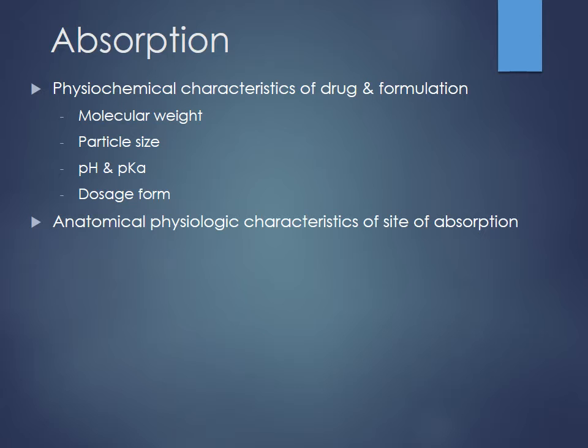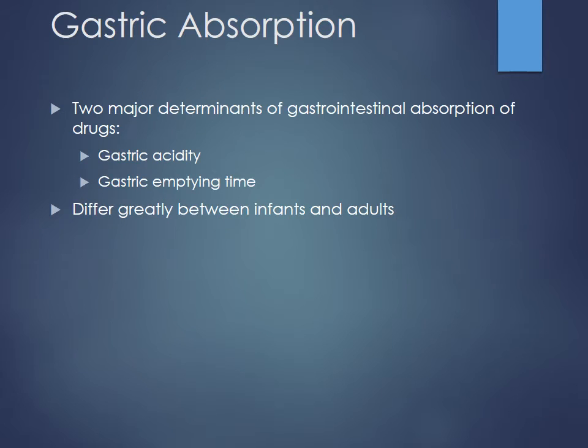And then looking at the sites for absorption and the physiologic changes, which we'll talk about now. First off, we'll look at gastric absorption for these peds patients. The main determinants for gastrointestinal absorption are going to be gastric acidity and also the gastric emptying time. This is going to differ pretty greatly between infants all the way up to adults. If you had to imagine, especially in a newborn, so a kid in the first week of life, how do you feel like their gastric acidity would compare to an adult? The pH would be higher or lower? Should be higher, right? So they should be less acidic for the most part.